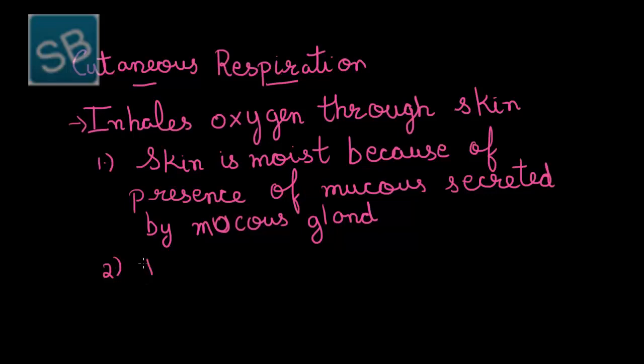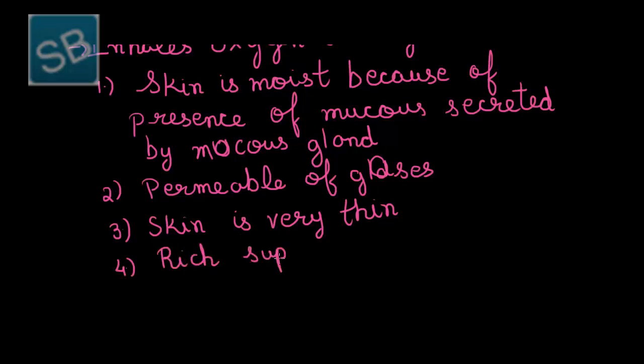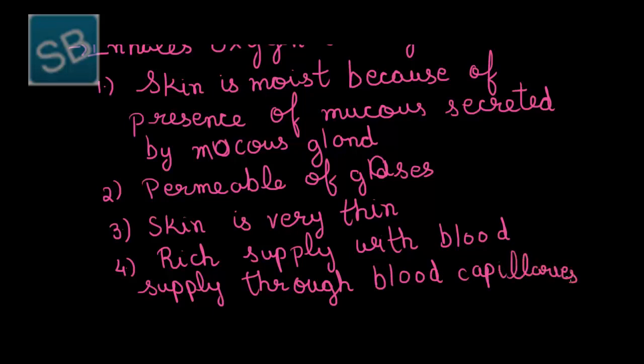Second, skin is also permeable to gases. That is, exchange of gases can take place very easily. Third, the skin of the frog is very thin. And the final point, it is richly supplied with blood vessels, through blood capillaries. Thus, these properties help in inhaling oxygen and exhaling carbon dioxide.